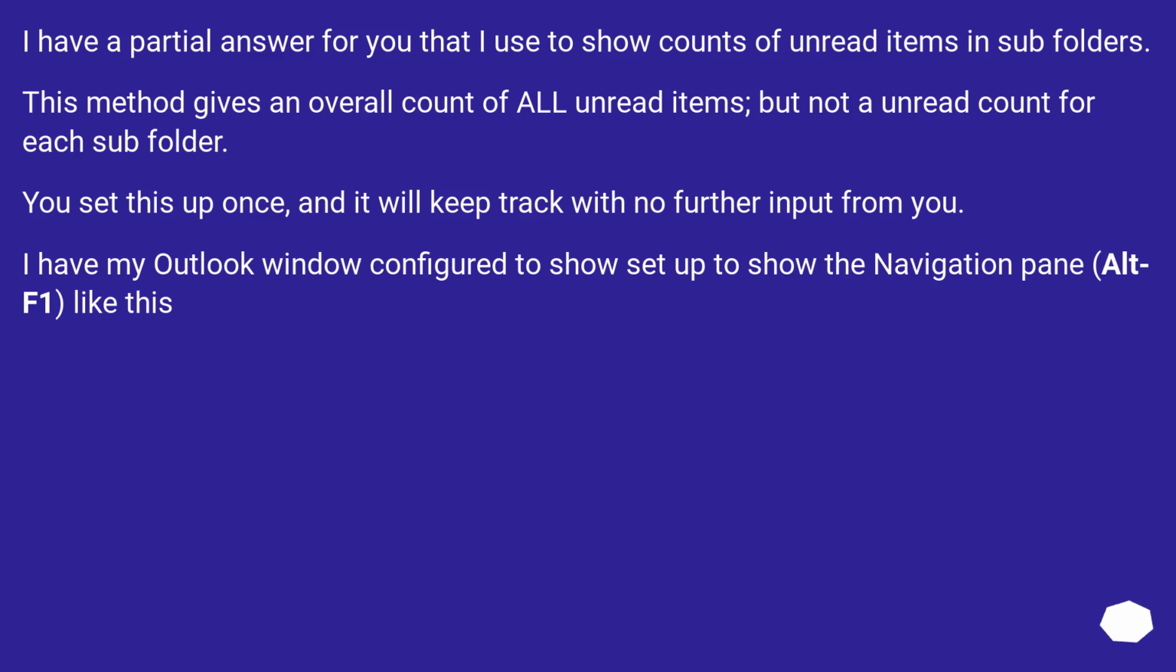I have a partial answer for you that I use to show counts of unread items in subfolders. This method gives an overall count of all unread items, but not an unread count for each subfolder. You set this up once, and it will keep track with no further input from you. I have my Outlook window set up to show the navigation pane, Alt F1, like this.